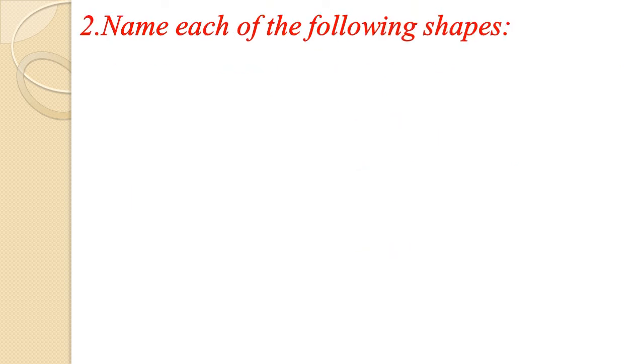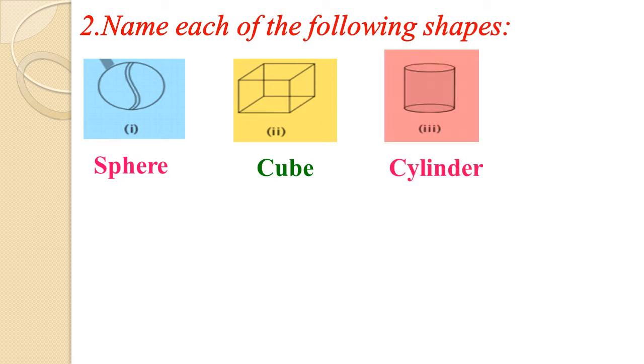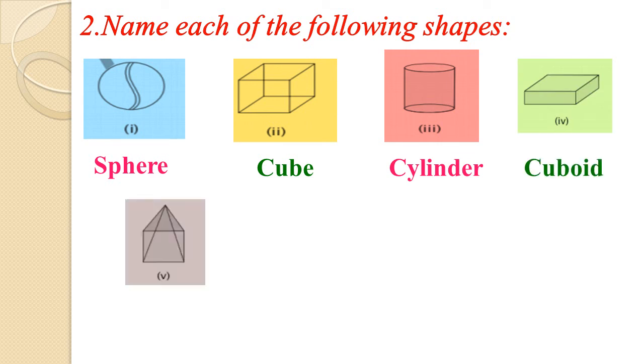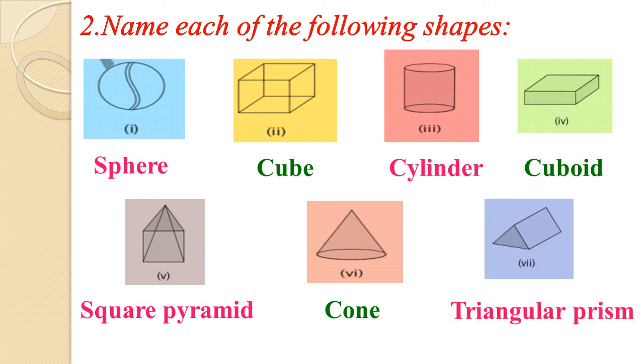Let's see the second problem. Name each of the following shapes. First one, sphere. Second one, cube. Third one, cylinder. Fourth one, cuboid. Fifth one, square pyramid. Sixth one, cone. Seventh one, triangular prism.